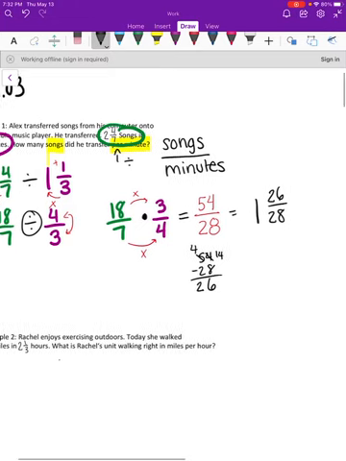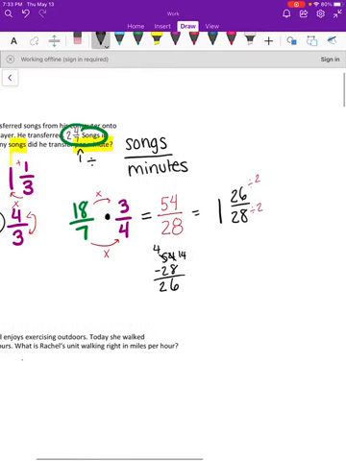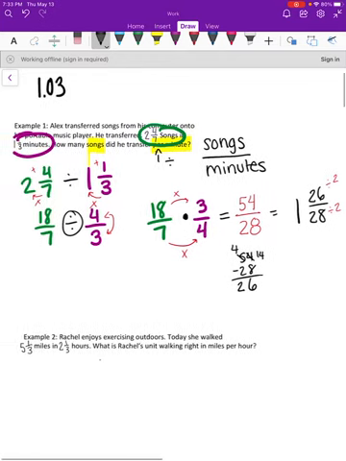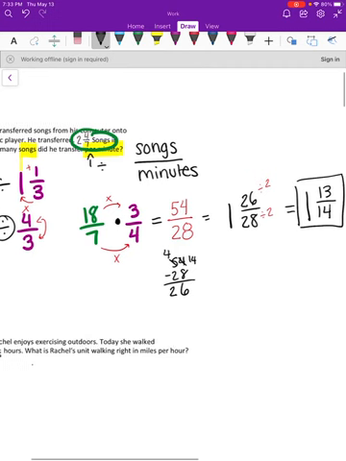And we can still simplify that. We're going to divide the top and bottom. Since they're both even, I can divide both of them by 2. So now instead of 1 and 26 over 28, I have 1. 26 divided by 2 is 13. 28 divided by 2 is 14. And that's our answer. So how many songs did he transfer per minute? He transferred 1 13/14 songs each minute.